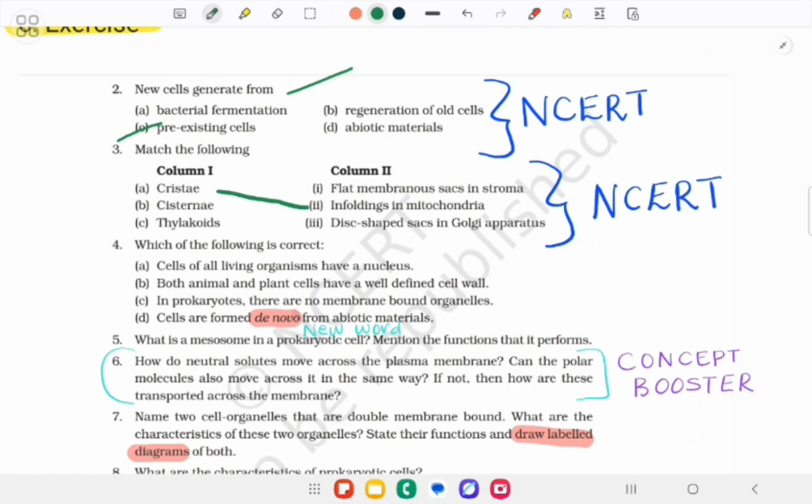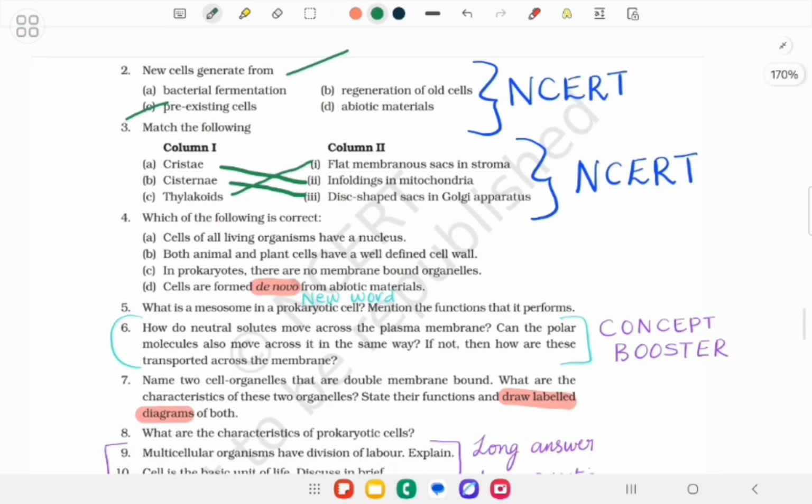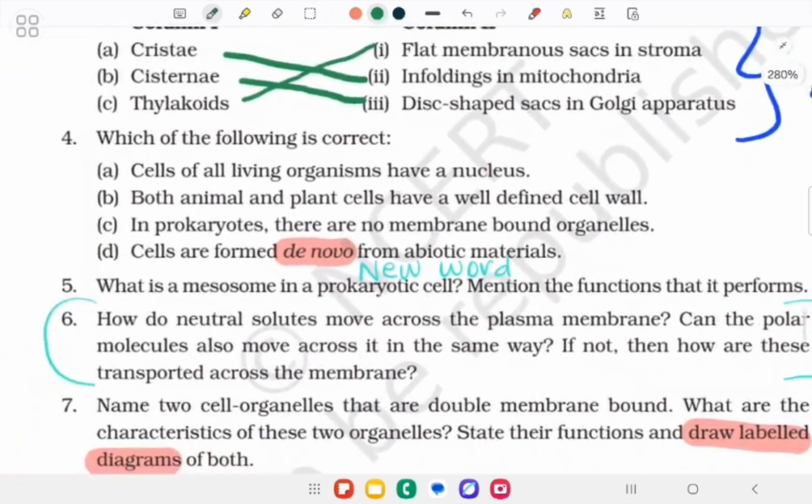There are some questions which are direct. For example, new cells degenerate from, right, pre-existing cells, right? This is NCERT statement. Cristae is present in, of course, right, mitochondria. Cisternae, Golgi apparatus, and thylakoids are found in chloroplast of stroma, right? Or you can say plastids, right?